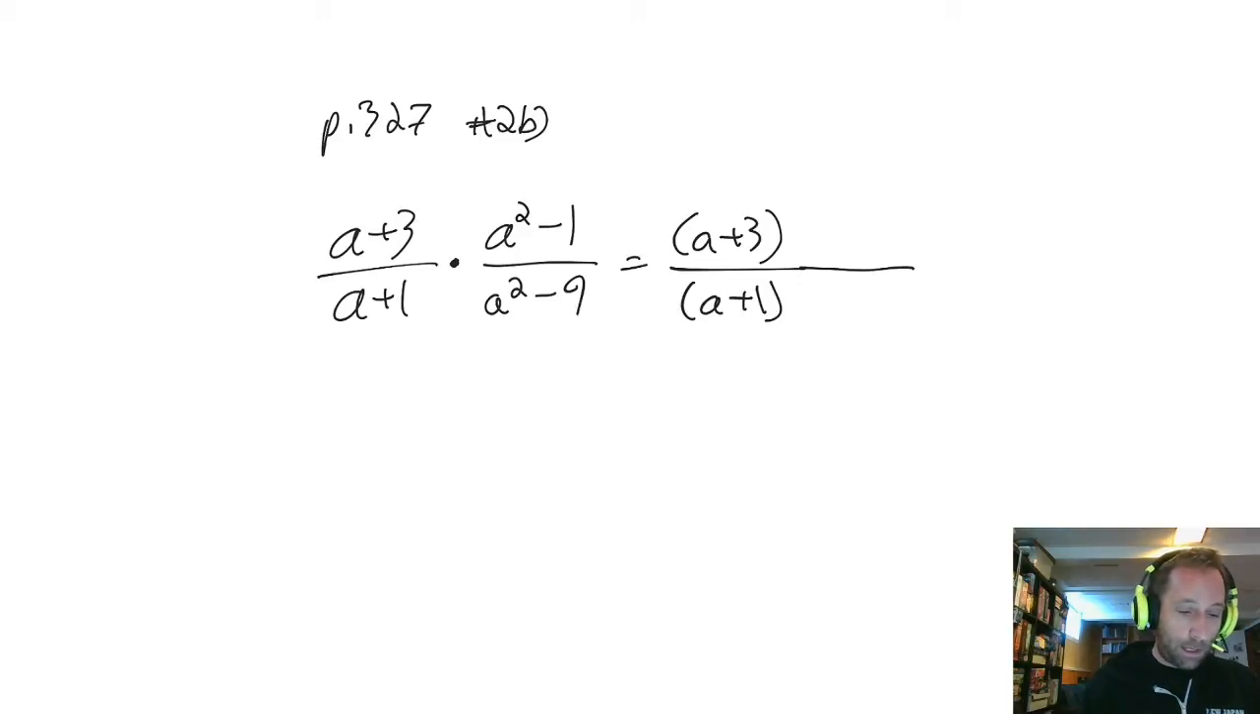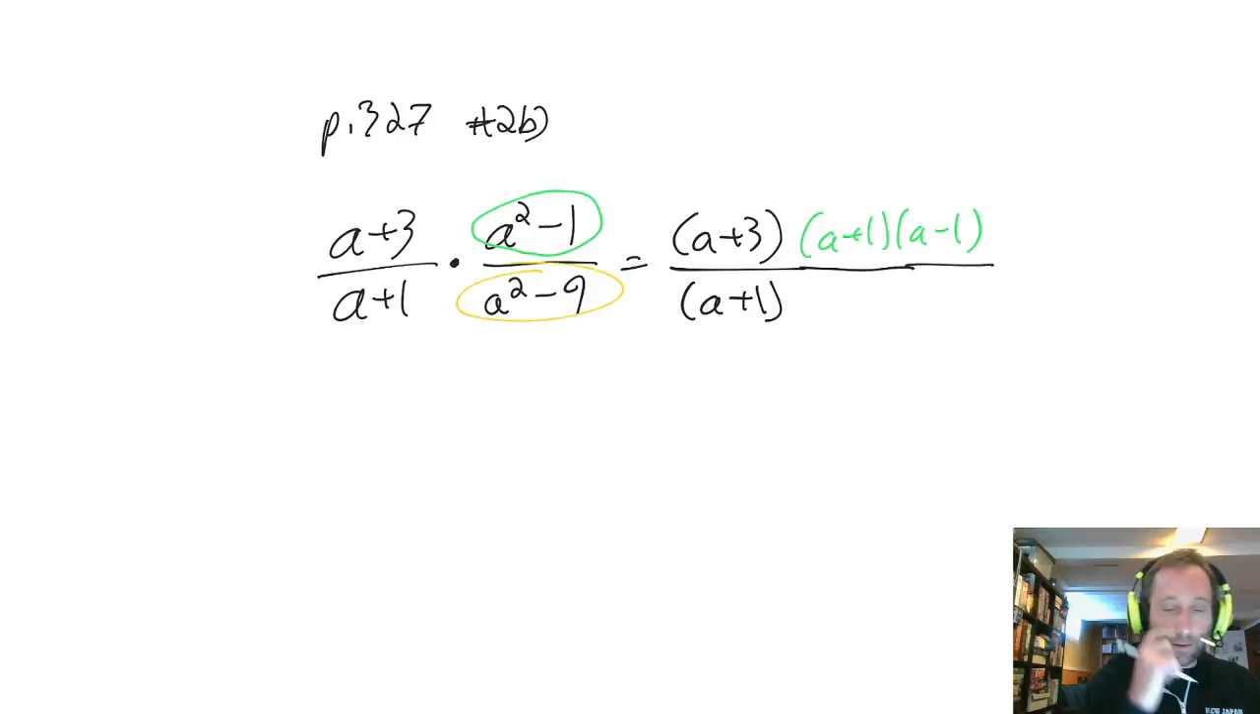So if we take a squared minus 1, note that this is the difference of squares. This will give us a plus 1 times a minus 1. And a squared minus 9. Note again that this is also the difference of squares. This will give us a plus 3 times a minus 3.